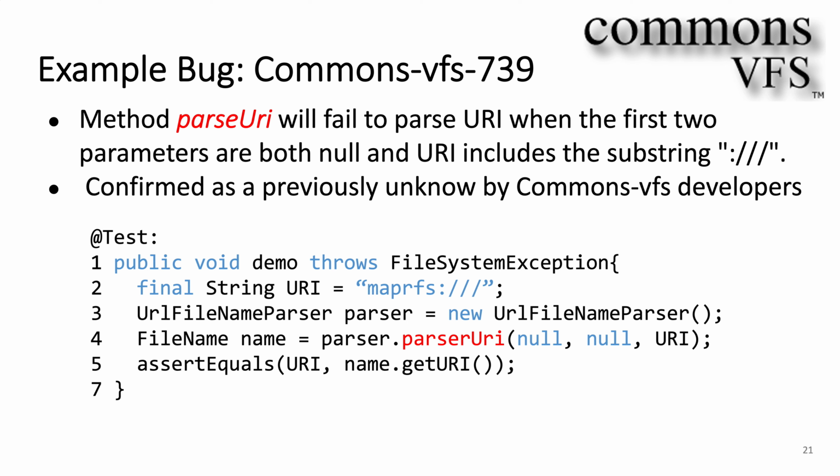Here is the second example bug, from Commons VFS. The method parseURI will fail to parse the URI when the first 2 parameters are both null and the URI includes a substring like this. So we construct our string like this, put the first and second parameters as null, and try to call this method, and the test failed.